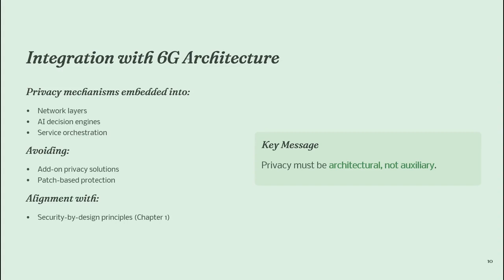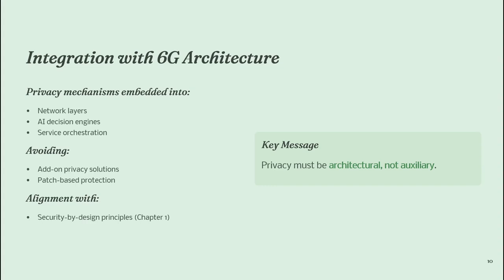Integration with 6G architecture. A key message of this part is that privacy mechanisms must be integrated directly into the 6G architecture. Privacy should be embedded across the network layers, AI decision engines, and service orchestration frameworks. Add-on or patch-based privacy solutions are insufficient for such a complex ecosystem. This approach directly complements the security-by-design principle discussed in chapter 1, and you can see our chapter 1 video, which is available on our YouTube channel, reinforcing privacy as an architectural property, not an afterthought.